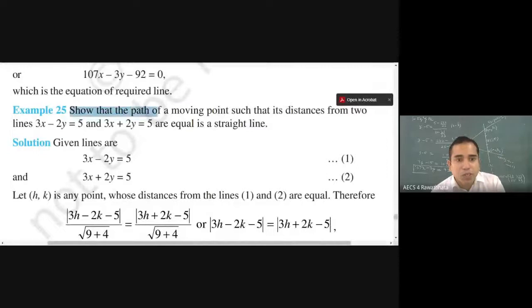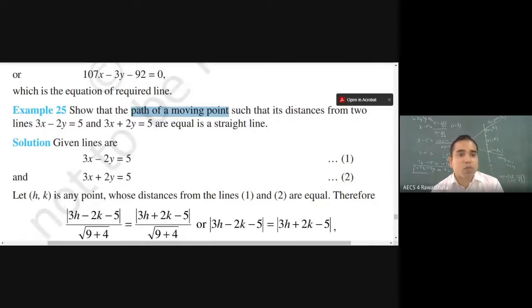Show that, the question says, show that the path of a moving point such that its distances from two lines are always equal. So similar question was there in miscellaneous exercise, and similar work we have to do here. First of all, wherever you have to find out the path of a moving point, in this question and any question like this, we should assume the moving point coordinates, suppose x, y, and in this question we have assumed h, k. Then get an equation between h and k and then generalize it by replacing it by x and y. That will be the equation of our desired path.